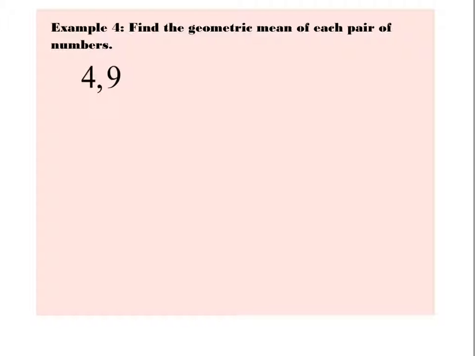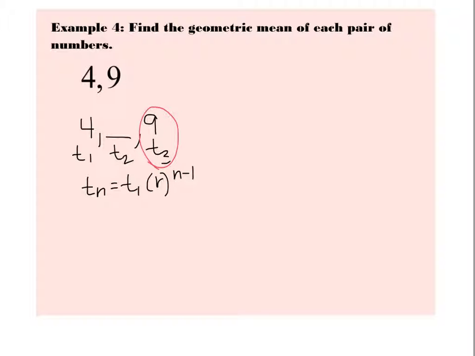Example 4 says find the geometric mean of each pair of numbers. Okay, let's do that. It's like saying find one geometric mean between the pair of numbers instead of 3 like we just did. So we could do this the same way. We could say, okay, this is T1, T2, T3. We know Tn equals T1 R to the n minus 1. And then plugging in that T3 is 9, we get 9, and that's T3, so 3 minus 1 up here. And we know T1 is 4.